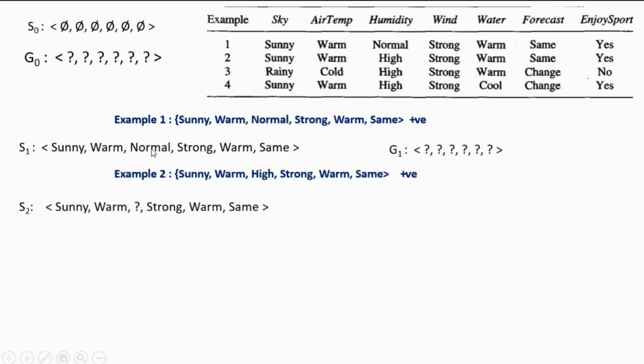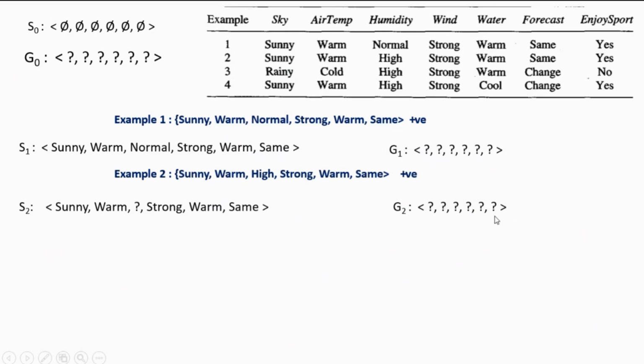In S1, the third attribute is normal, but in example 2, the third attribute is high. So there is a mismatch, and we replace it with a question mark. Similarly, for all the other 3 attributes there is no mismatch, so keep them as they are. This is how S2 is the resultant hypothesis after considering example 2. Now come to G2, which is more general than this one, right?